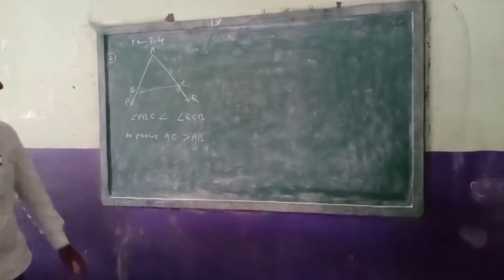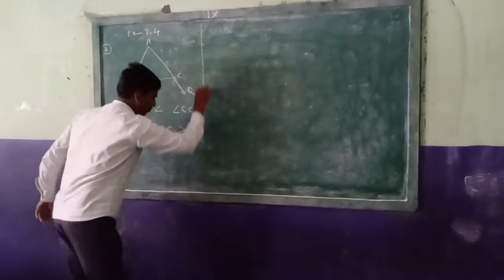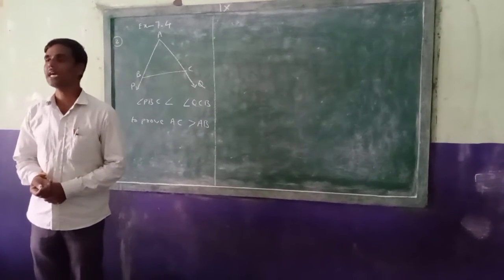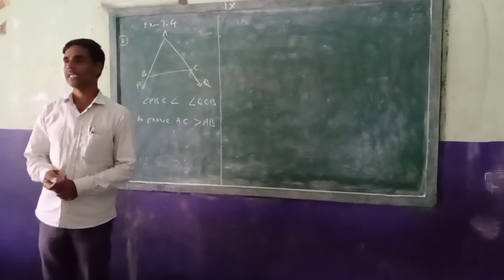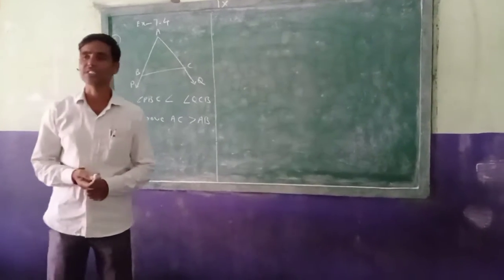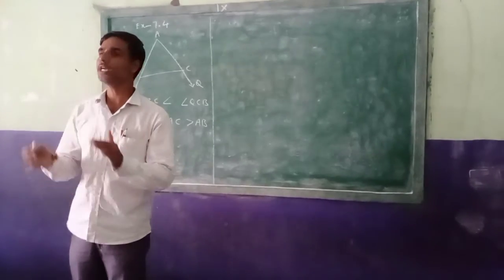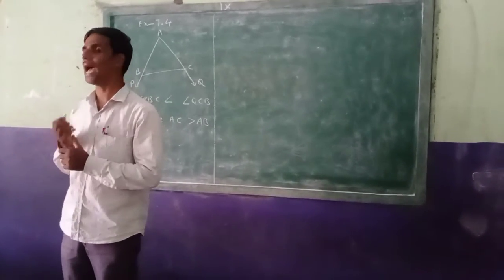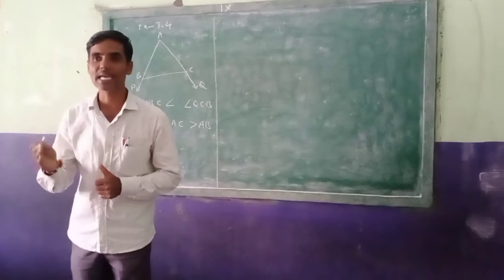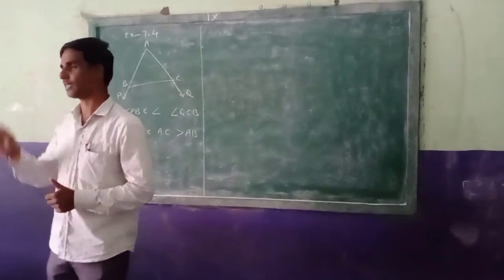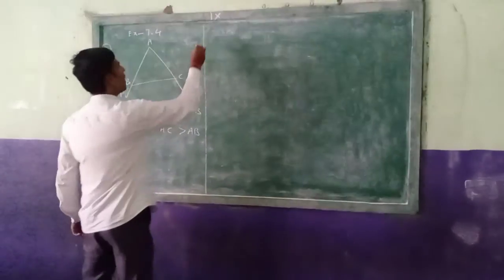For this, first we have to apply the exterior angle property. Exterior angle property means the exterior angle is equal to the sum of the two interior opposite angles. Based on that, I am doing your solution.